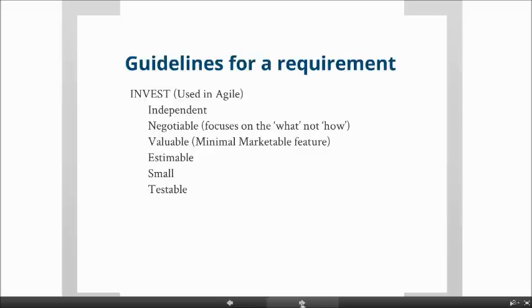Another one is negotiable. Now this goes back to the notion of focusing on the what, not the how, so that when the customer, well, the product owner, says I want a car with 4 doors, then the developer gets to identify how he's going to deliver that 4-door car. That keeps it negotiable, as long as the product owner or the customer says that it meets his acceptance criteria.